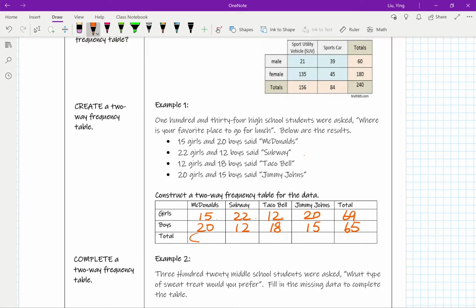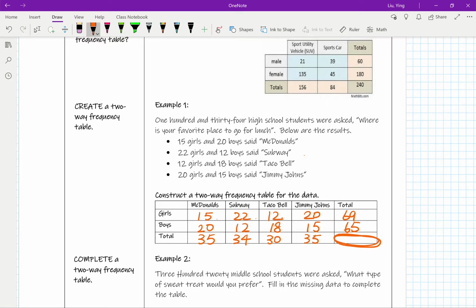Now we're going to look at all these ones. In this blank, we're looking for how many students like McDonald's. It doesn't matter if they're boys or girls, right? We're going to add them up. So we have 15 plus 20. Maybe you can do that without a calculator already because there are only two numbers. So let's do that without a calculator. 22 plus 12 is 34. This is going to be 30. This is 35.